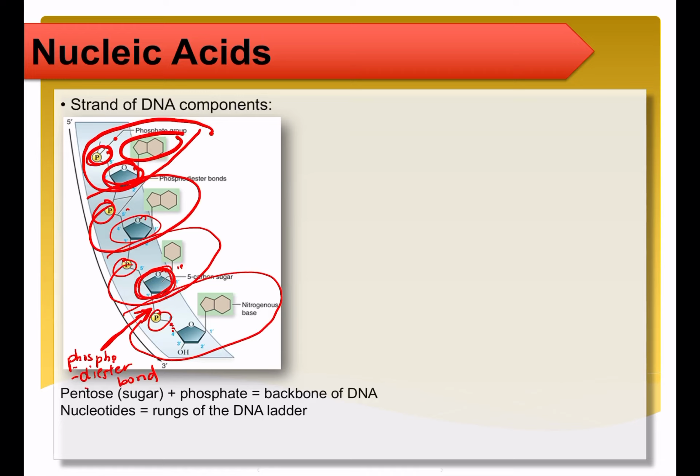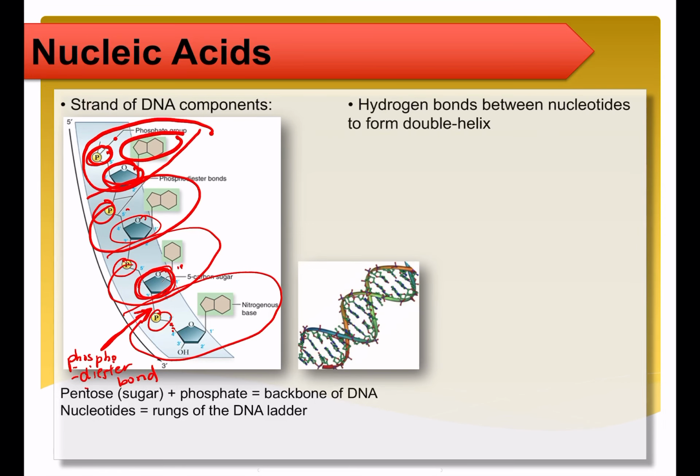All right, so what we have here is the backbone that is formed by your phosphate and pentose group in alternating patterns, formed by these phosphodiester bonds, which are covalent bonds. And then the nitrogenous bases themselves form the rungs of the DNA ladder.